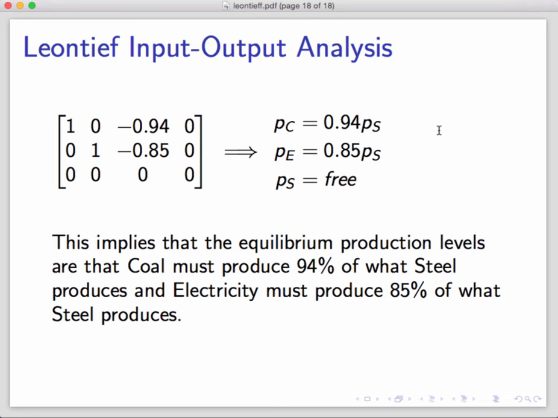When Leontief originally wrote his paper, he had divided an economy up into 500 sectors. You can see that 500 sectors would be a lot more complicated, but it really wouldn't be much more difficult because we would just have an incredibly large matrix, which we could still reduce and then find these equilibrium production levels in a similar way.